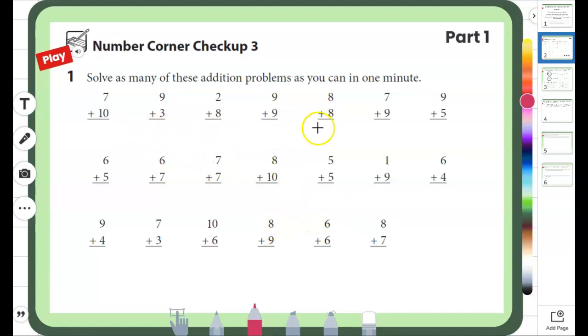If you get through the first 2 rows, you would draw a red line right at the end of that row. If you got through the first 2 rows and 1 more problem, you would put a red line right after that problem to show your teacher how far you got.